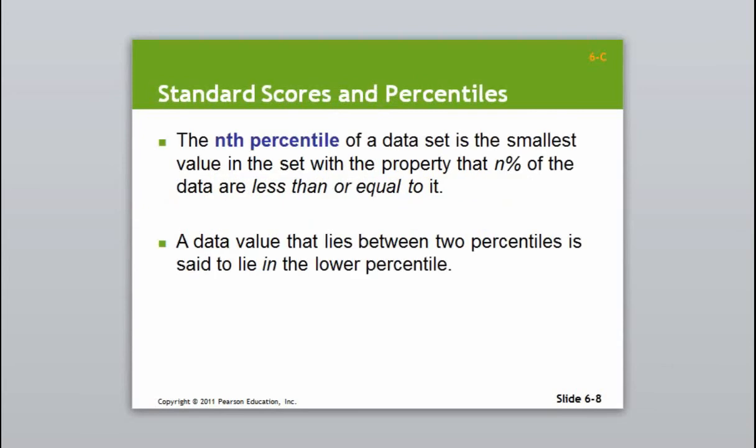Another concept is the idea of percentiles. And if any of y'all have children, or maybe you've taken end of grade tests recently, you've seen percentiles. A percentile tells you the percentage of the data that's at or below a certain point.